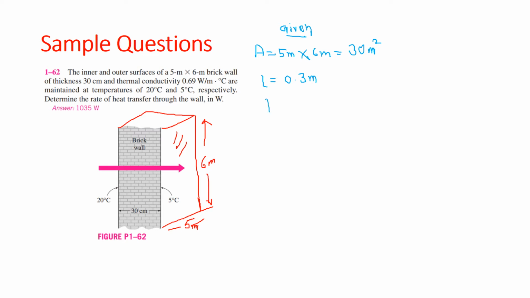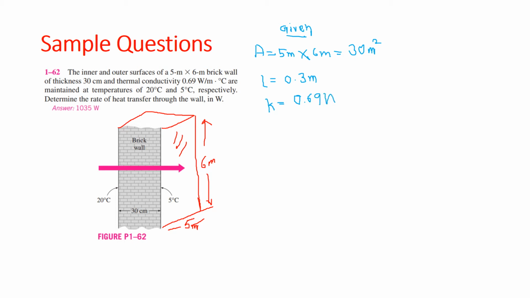Okay, we all know what thermal conductivity is, right? Again, I repeat, thermal conductivity is nothing but a measure of the ability of the material to conduct heat. So whether it's a good conductor or a bad conductor of heat. If the K value is high, that means it's a good conductor of heat. If the K value is low, that means it's a bad conductor of heat.